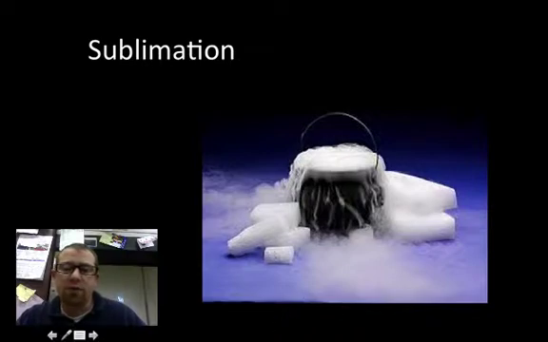So here we have this picture of dry ice. All it is is solid carbon dioxide in a solid state. And when it heats up, it goes from this solid directly to a gas, and you can see all this fog that's coming off of it. That's just gaseous CO2.